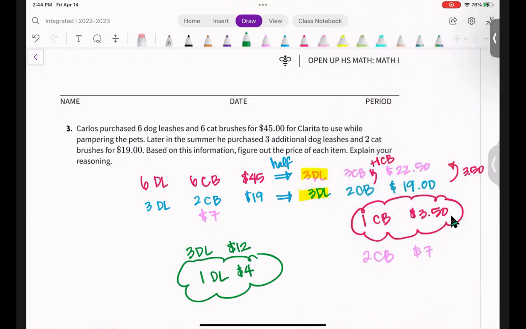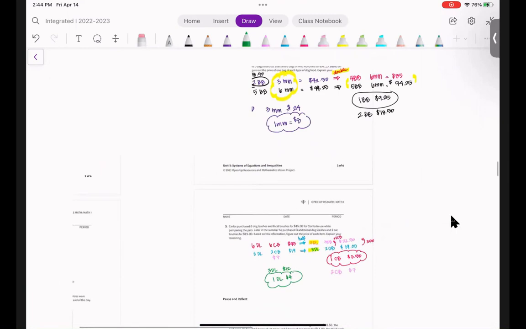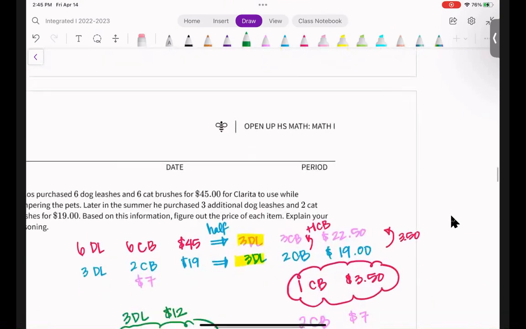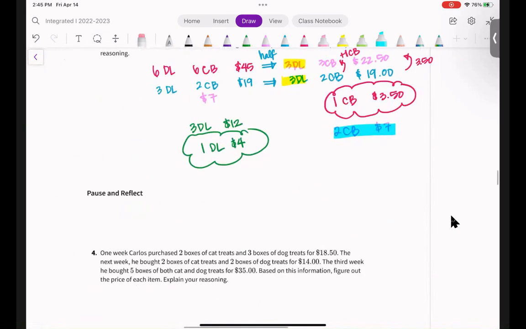Okay. So if you think about it, technically I haven't taught you anything new, but you're just playing with the equations based on things that you've done in the past, right? So you know that if I have one cat brush and it costs $3.50, that implies that 2 cat brushes will cost $7, right? So I want to make sure that you all are comfortable with that. All right, moving on.